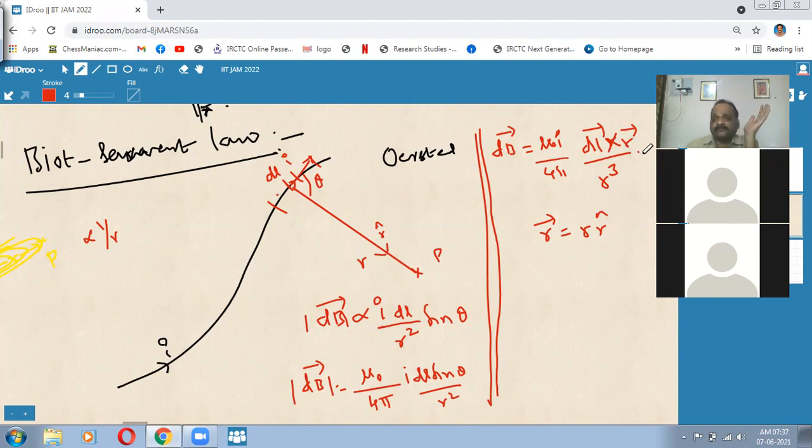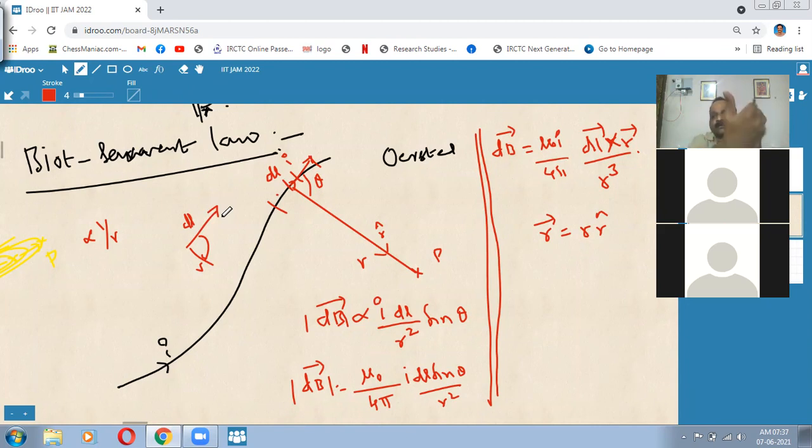The magnetic field direction will be like this. Magnetic field is perpendicular to both dl, which is like this, and r, like this. Close your right hand four fingers from dl to r, as in a cross product. The magnetic field is pointing into the board.